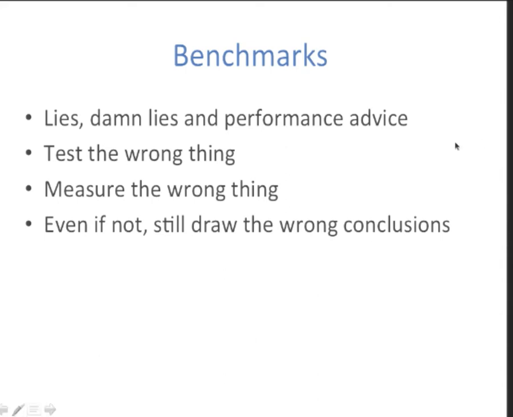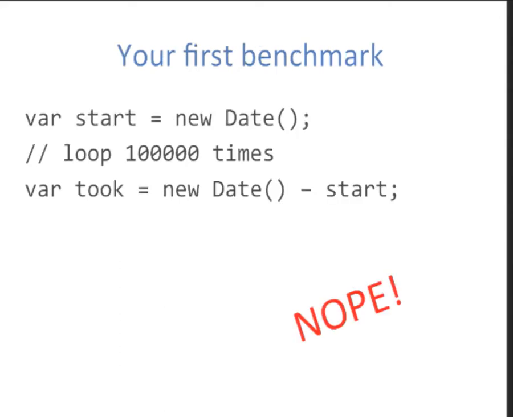Because it's really easy, especially in JavaScript and browsers, to test for the wrong thing, write the wrong test case, or measure incorrectly, or even if you somehow manage to do all of these, then you might come across the wrong conclusions. And there are many reasons for that. I'm not going to talk about how to do benchmarks, but that's usually what people would do, this pattern.